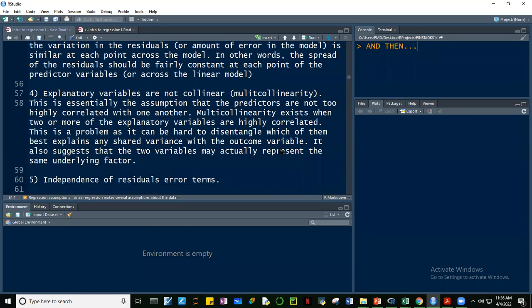Number 4, guys, the explanatory variables are not collinear. This is very important. If you have, for example, 5 independent variables, and two of the variables are related to each other, for example x1 is equal to twice x2, in other words x1 is just a function of x2, then we will have a problem with those explanatory variables. Take note.